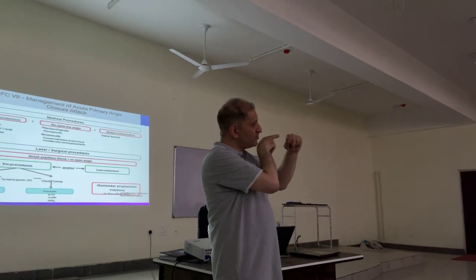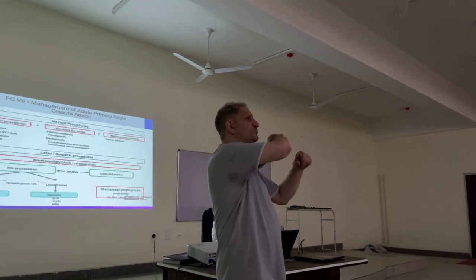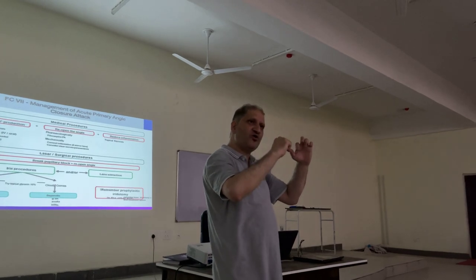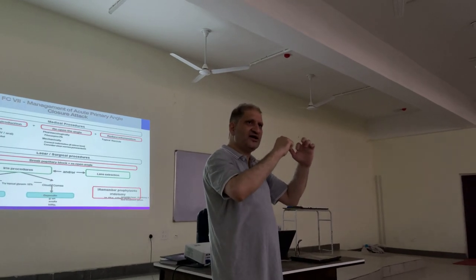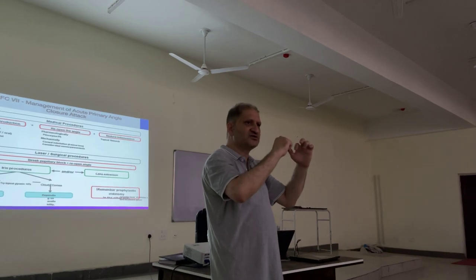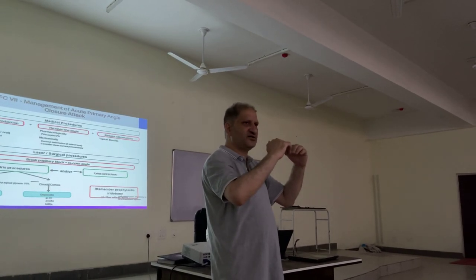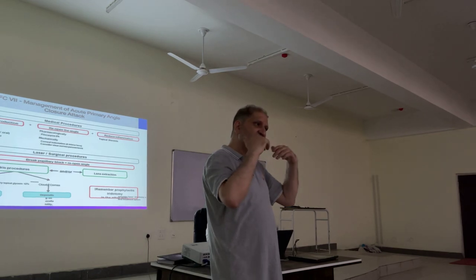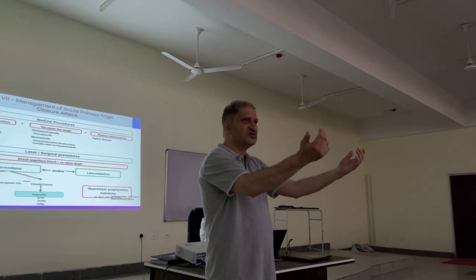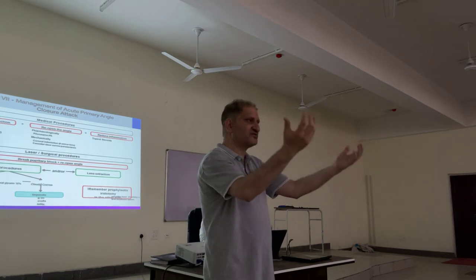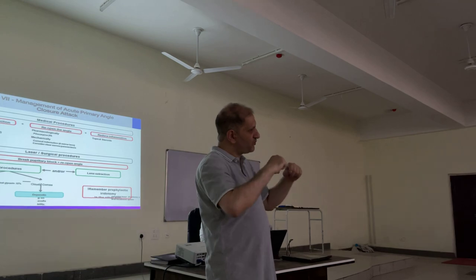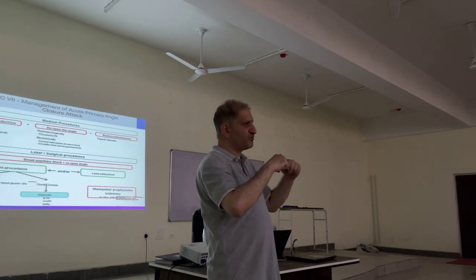Now the aqueous cannot come from behind the iris to the pupil. Once that relative pupillary block is there, aqueous will be trapped behind the iris. Once it is trapped behind the iris, it will push the iris forwards, and it will block the angle. But the basic pathology is on the pupil. That's the relative pupillary block.